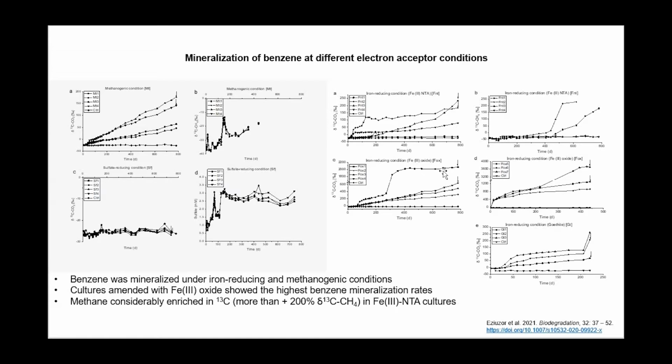Cultures amended with iron 3 ores showed the highest mineralization rates, up to 2000, and cultures amended with iron 3 nitrilotriacetic acid showed we enriched in 13C methane.